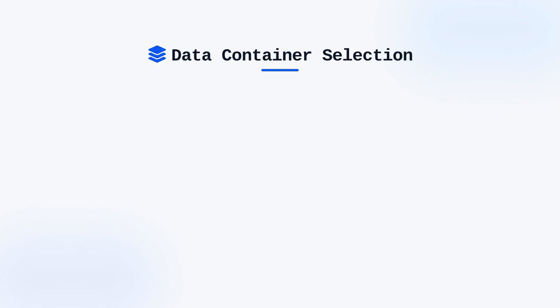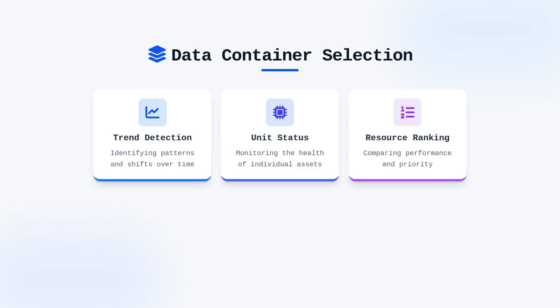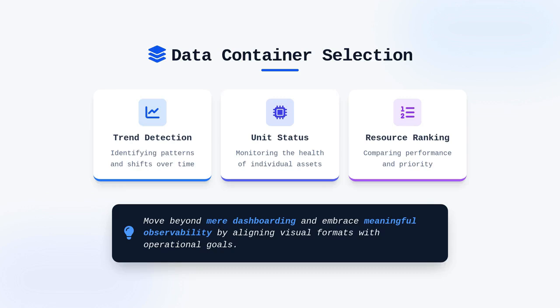Selecting the right container for your data requires a disciplined understanding of your operational goals. Always evaluate if your data is meant for trend detection, individual unit status, or resource ranking before committing to a visual format. By consciously applying these constraints, you move beyond mere dashboarding and into the realm of meaningful observability.